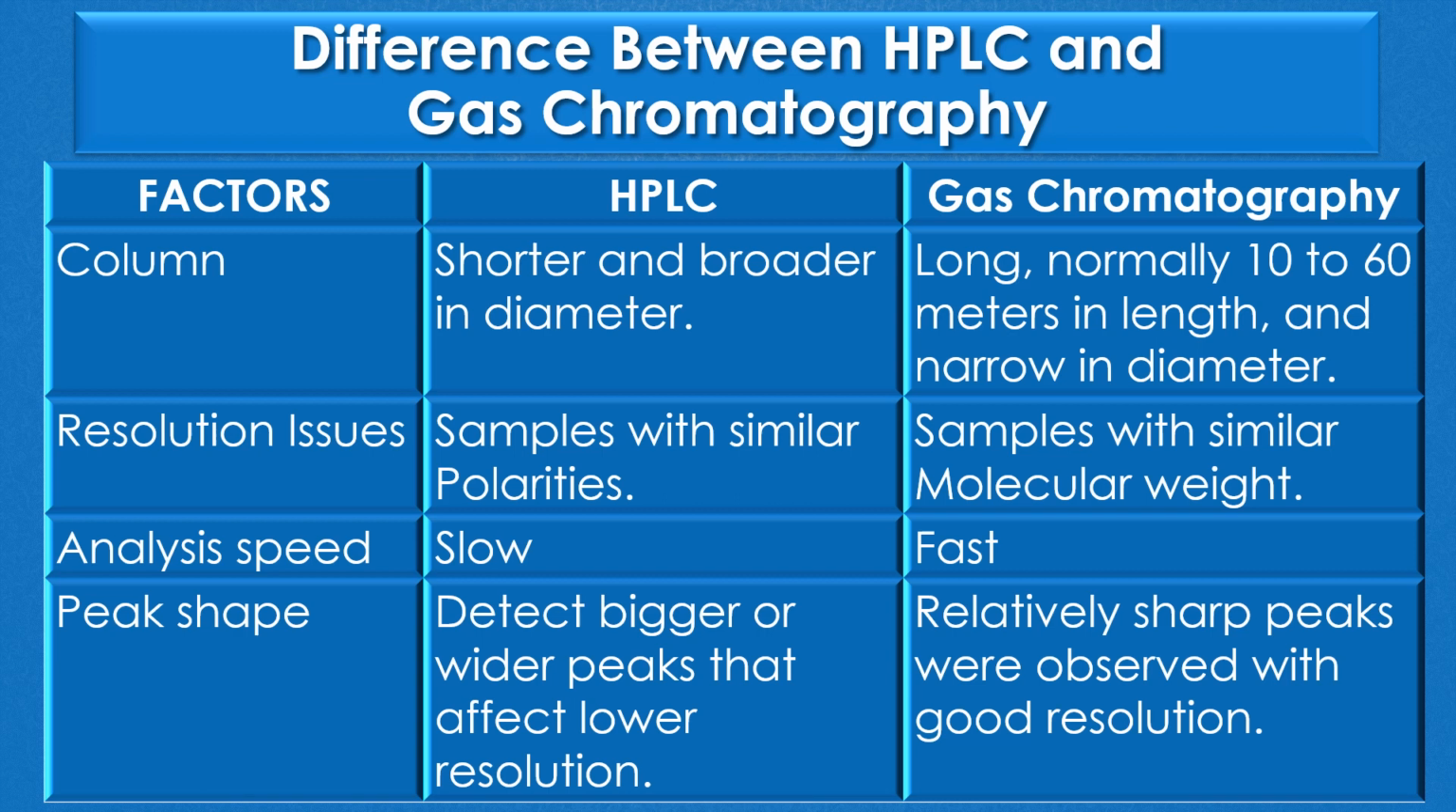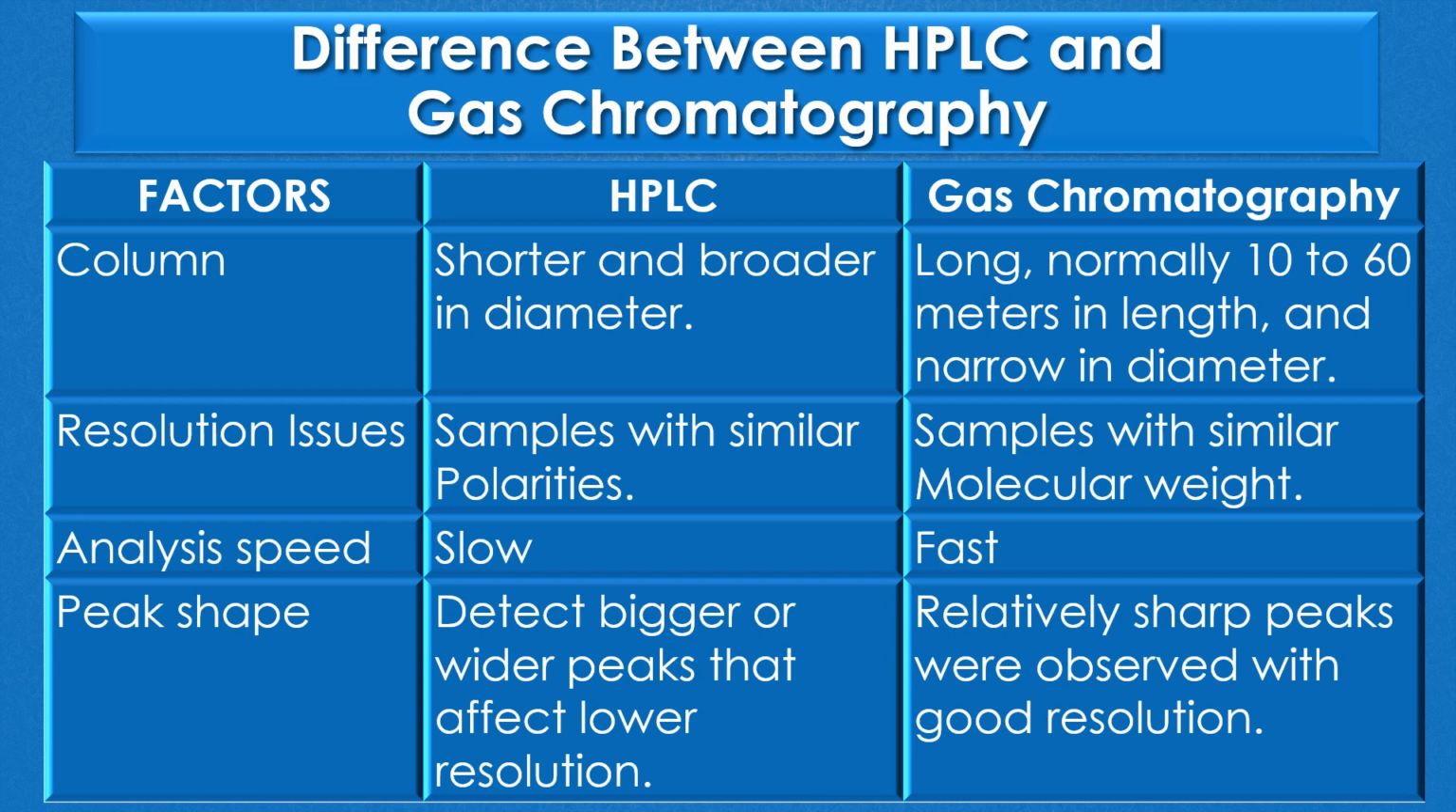Regarding the resolution issues, in HPLC, samples with similar polarities result in resolution issues. In gas chromatography, samples with similar molecular weight show the resolution issues. The analysis speed is slow in HPLC but fast in gas chromatography.